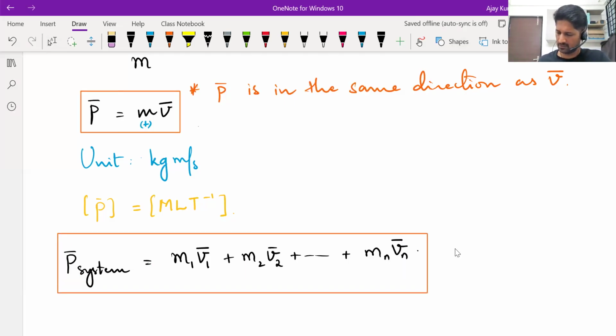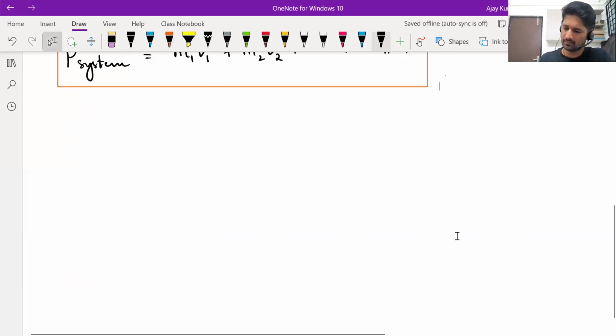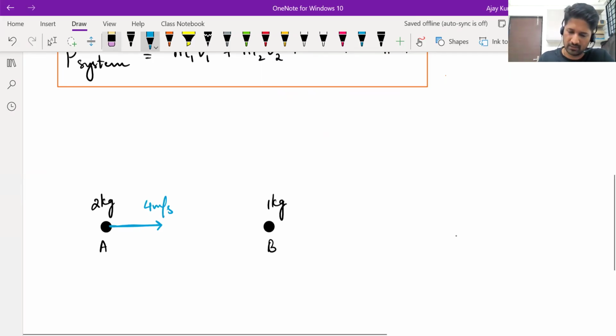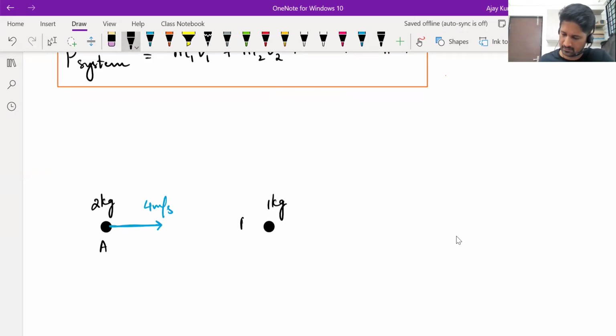Okay, let's quickly solve one question. Consider two particles. Let's say A's mass is 2 kg, B's mass is 1 kg. Assume A is moving to the right with a velocity of say 4 meters per second, and B is moving say downwards with a velocity of some 6 meters per second.